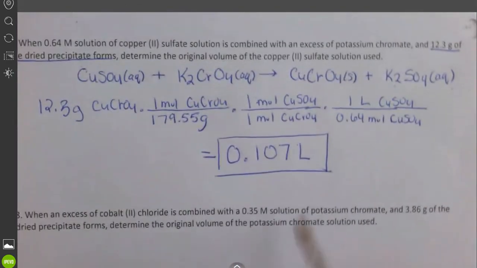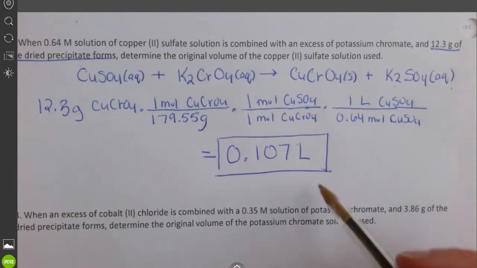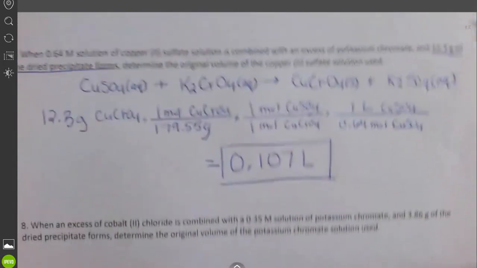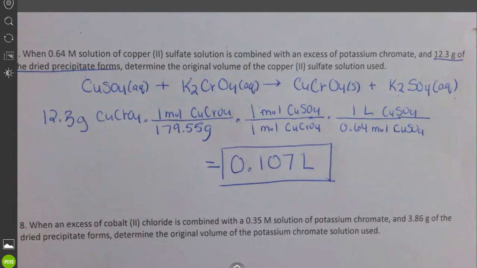All right, so that's one other way to do it in terms of getting the volume, and 8 is going to be very similar to that. Okay, so that's it. All you have to be able to do, and again, that's the last part of this stoichiometry with our precipitation reactions.